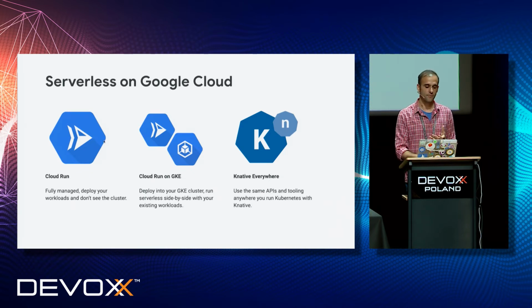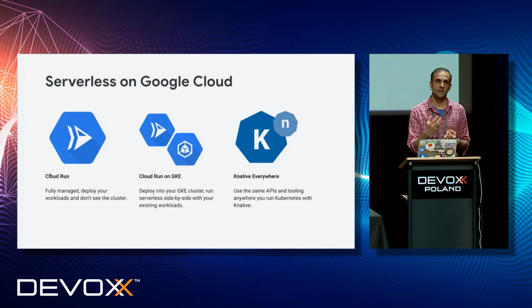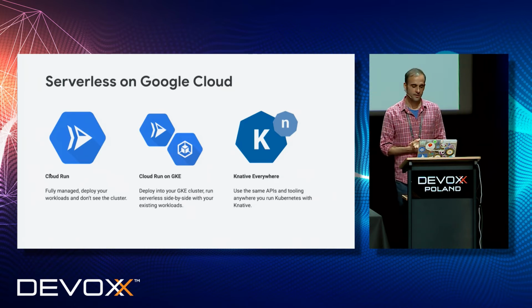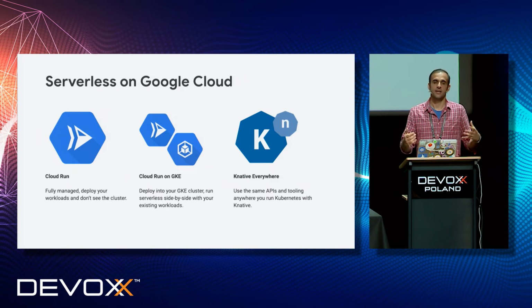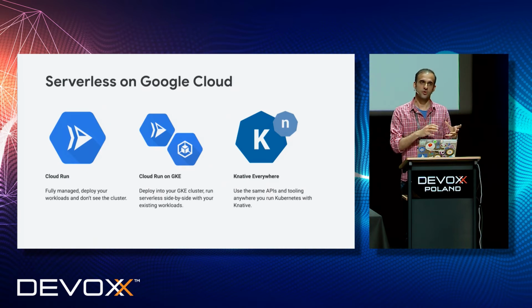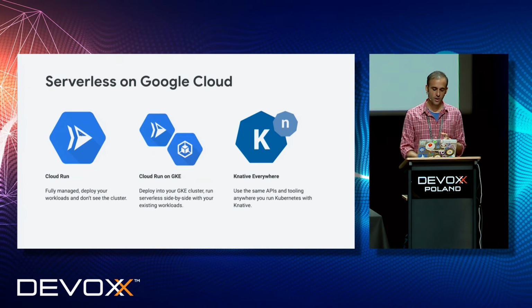Instead, you will use something called Cloud Run. Cloud Run is a managed version of Knative, and it basically makes it really easy to use Knative features within Google Cloud. There are two versions: the fully managed version, Cloud Run, or if you want to stay on Kubernetes, there's a Cloud Run on GKE version. It's basically the same thing, but you're running on a Kubernetes cluster if you want to stay on Kubernetes.